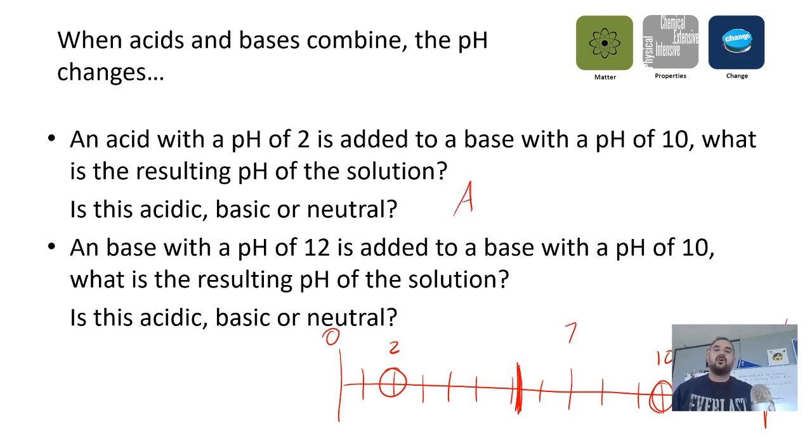Good. So my suggestion for problems like this is draw them out sort of how I just did and see where your result will be. So let's take a look at the next one. So on the next one, you have a base with a pH of 12 mixed with a pH of 10. So here's our 12. Here's our 10. We mix these together. What's our resulting pH going to be? What is it? It's going to be 11. It's going to be right between those two. So it's going to also be basic.